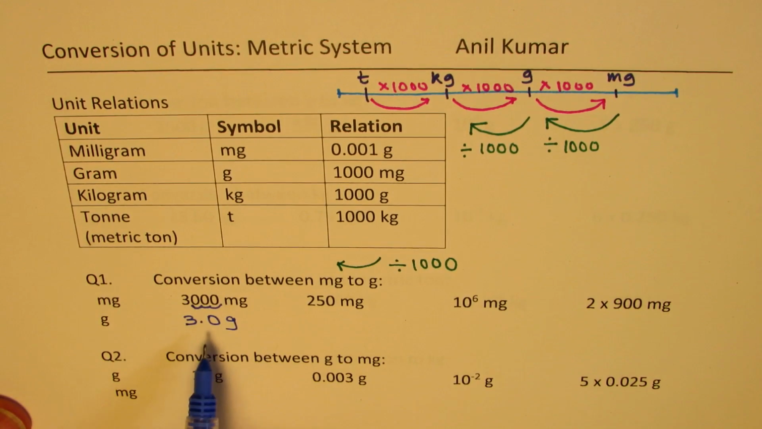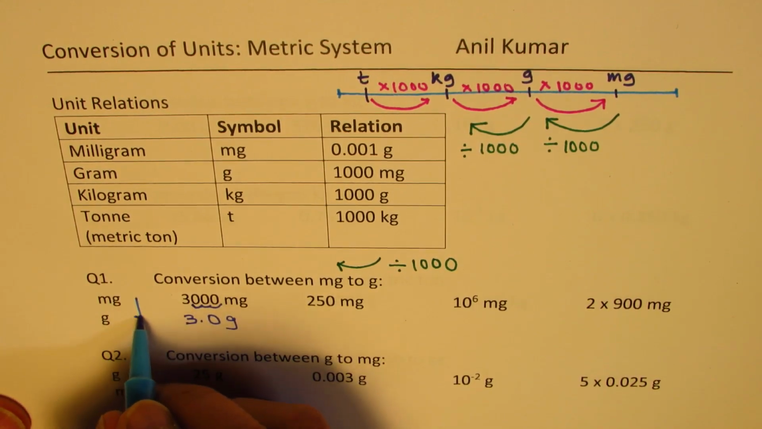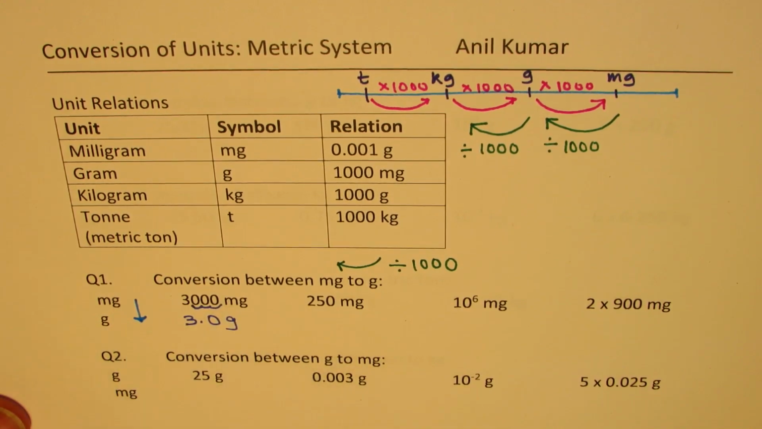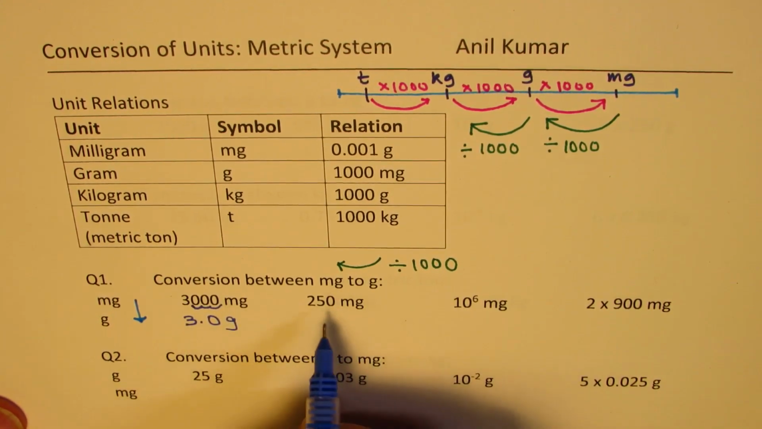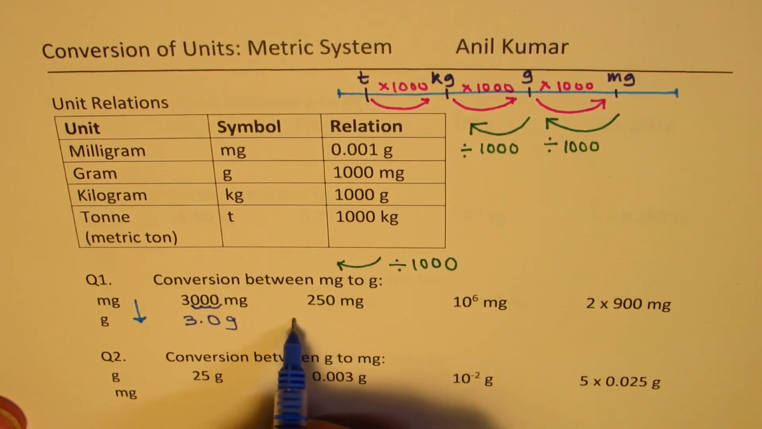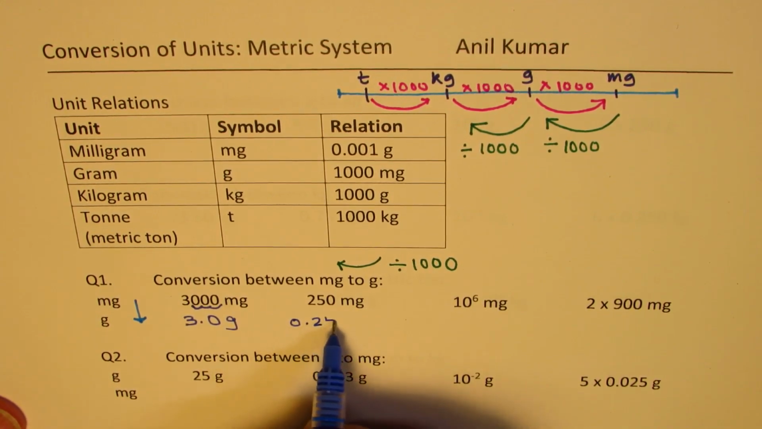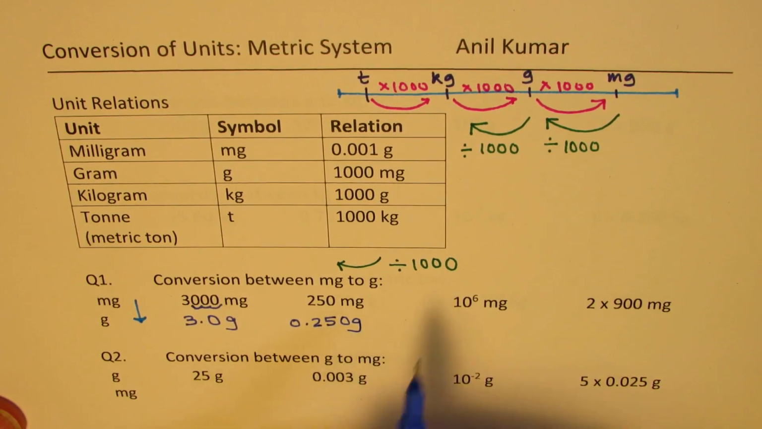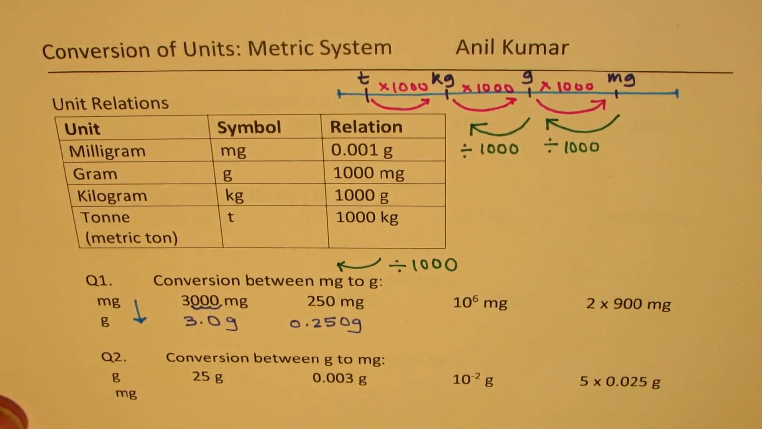Is that clear to you? So in our tables, we are actually converting in this fashion from milligrams to grams. Now, divide by 1000, 250 milligrams, you get 0.250 grams. Okay? So dividing really means moving 3 units left.